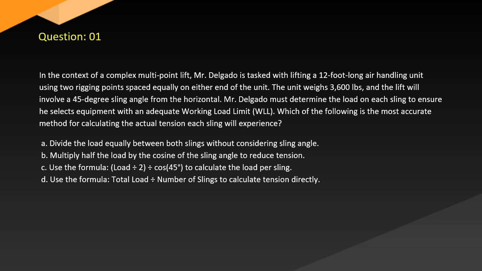Mr. Delgado must determine the load on each sling to ensure he selects equipment with an adequate working load limit. Which of the following is the most accurate method for calculating the actual tension each sling will experience? A. Divide the load equally between both slings without considering sling angle. B. Multiply half the load by the cosine of the sling angle to reduce tension. C. Use the formula load / (2 cos 45 deg) to calculate the load per sling. D. Use the formula total load / number of slings to calculate tension directly.